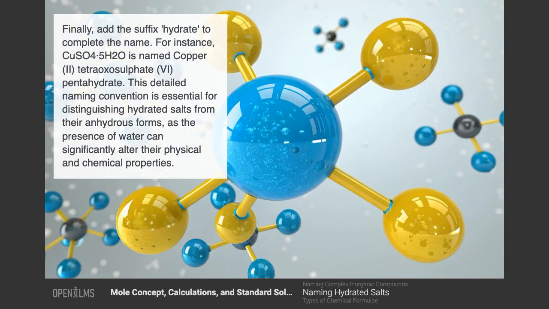For instance, CuSO4·5H2O is named copper(II) tetraoxosulfate(VI) pentahydrate. This detailed naming convention is essential for distinguishing hydrated salts from their anhydrous forms, as the presence of water can significantly alter their physical and chemical properties.